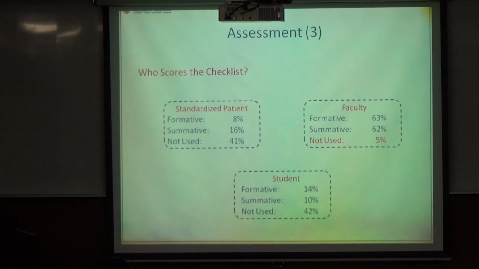And this was also surprising to me, who scores the checklist, because I would have thought that most of the scoring was done by the standardized patient, as is done in my school. One of the things about our school is that we try to minimize the workload for the faculty as much as we can, because the faculty are the decision makers. So we invest a lot of time and resources to train the standardized patients. We spend a lot of time and a lot of money doing that, and they're actually really good. When we do studies, the standardized patient inter-rater agreement is 95% and above.